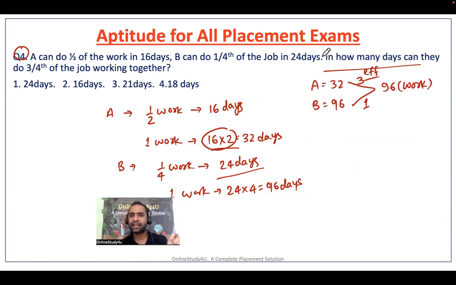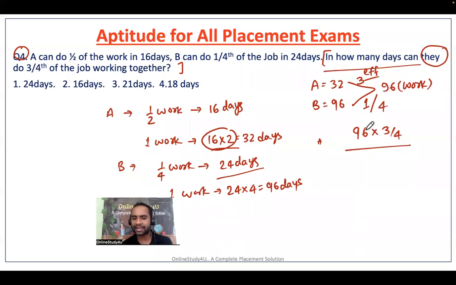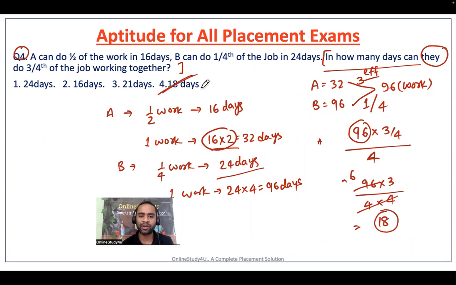Now, they are asking, in how many days can they do 3/4 of the job working together. So total work is 96, but they are telling us only 3/4 of the work has to be done. And who has to do it? They both together. So A can complete 3 work in a day, B can complete 1 work in a day. Together they will be able to complete 4 work in a day. So 3/4 of the work, 96 is the total work. They are able to do 4 work in a day. So 96 into 3 divided by 4, that will come down into 4. This is 16, 16 6s are 96. So 6 into 3, 18 days. So 18 days will be the correct answer.